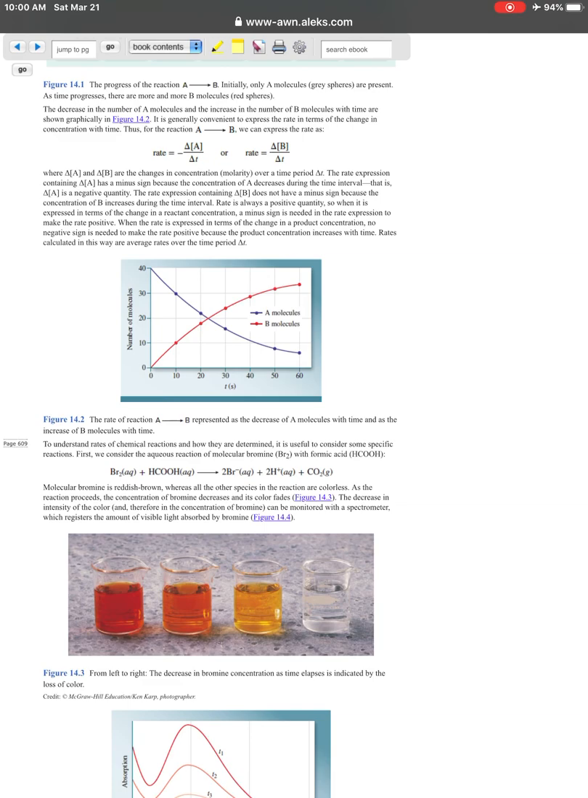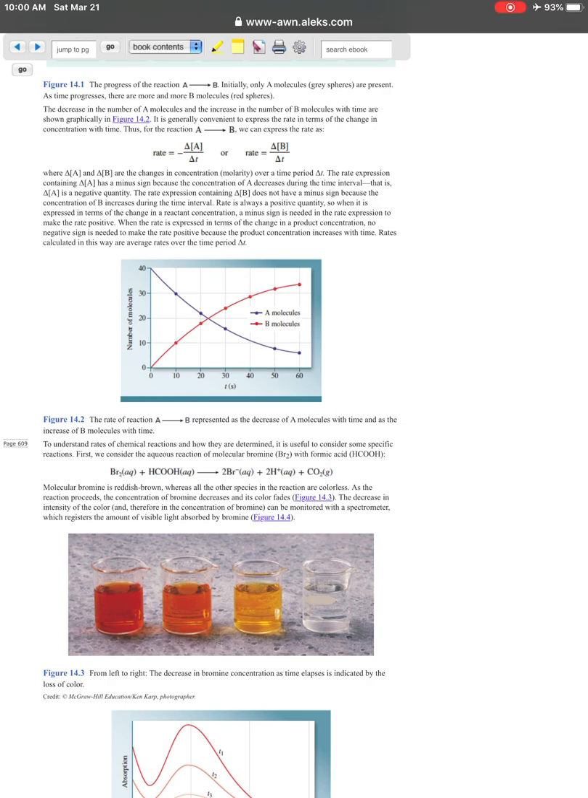Remember, AQ means water. Molecular bromine is reddish brown in water, whereas all other species in the reaction are colorless. As the reaction proceeds, the concentration of bromine decreases and its color fades, figure 14.3. The decrease in intensity of the color, and therefore in the concentration of bromine, can be monitored with a spectrometer, which registers the amount of light absorbed by bromine, figure 14.4.